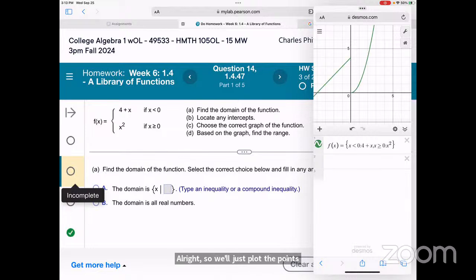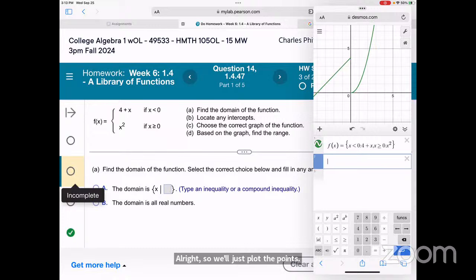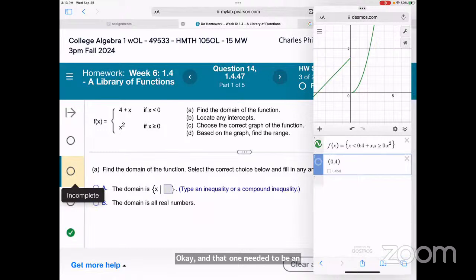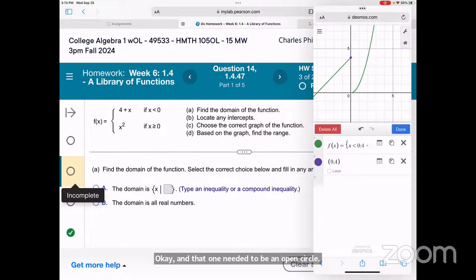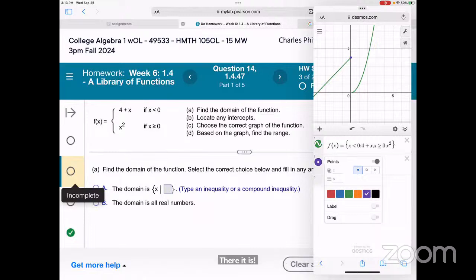I think that first ordered pair was 0, 4? Okay. And that one needed to be an open circle. There it is. I don't understand why it's not letting me. Let me choose anything. Okay, there we go. Finally, I had to click like a million times, but we got it eventually.